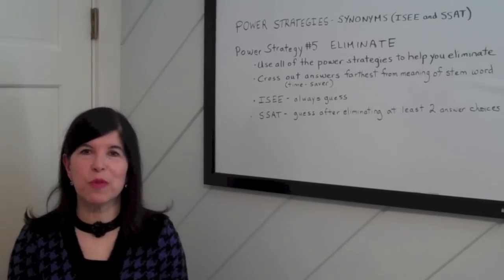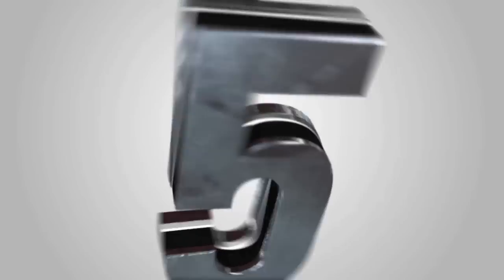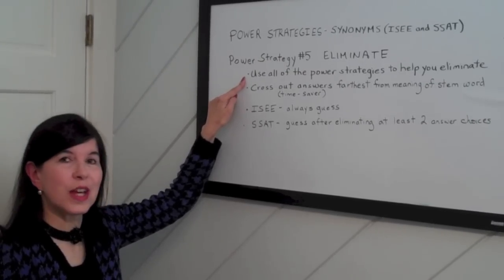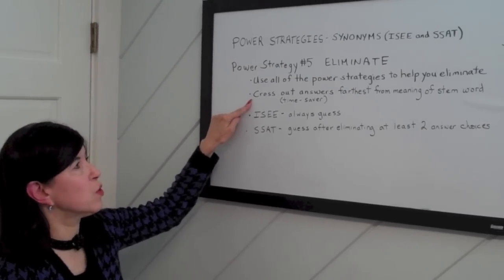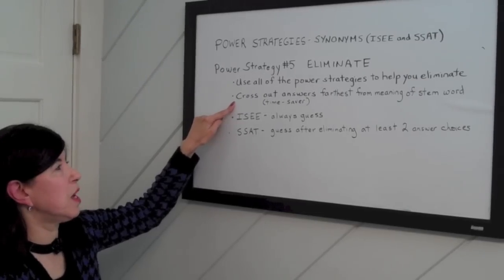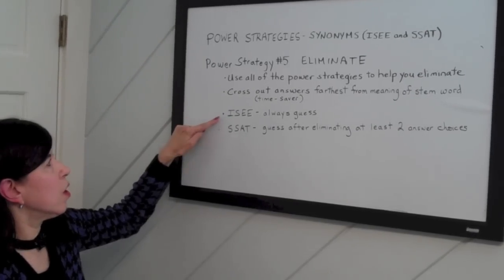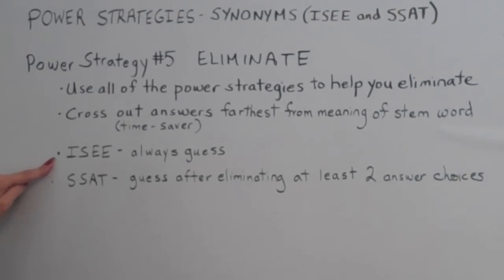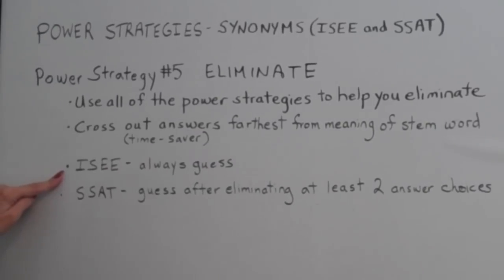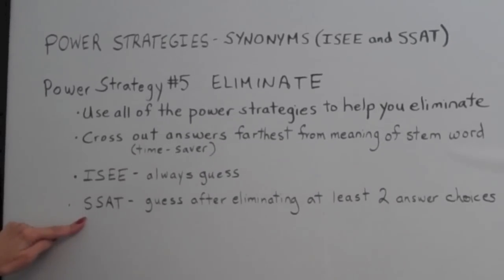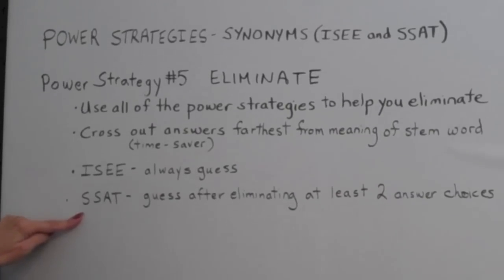Power strategy number 5, eliminate. Use all of the power strategies to help you eliminate. Cross out answers that are farthest from the meaning of the stem word. This is a real time saver and will keep you on track. Remember, on the ISEE, always guess. There's no penalty for guessing, so you can even take a wild guess if you don't know the answer. And on the SSAT, guess after eliminating at least 2 answer choices.